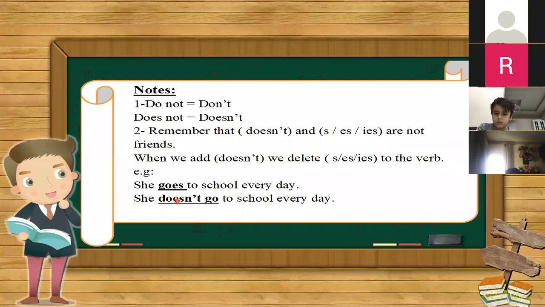Okay, but in the negative form, when we use the word doesn't, the verb must come in the infinitive form. We can't use es or s or ies with the verb when we see doesn't, Talia, okay? So she doesn't go to school. We can't say she doesn't goes because doesn't and s, es, ies are not friends. They don't love each other. Okay, is it clear now?